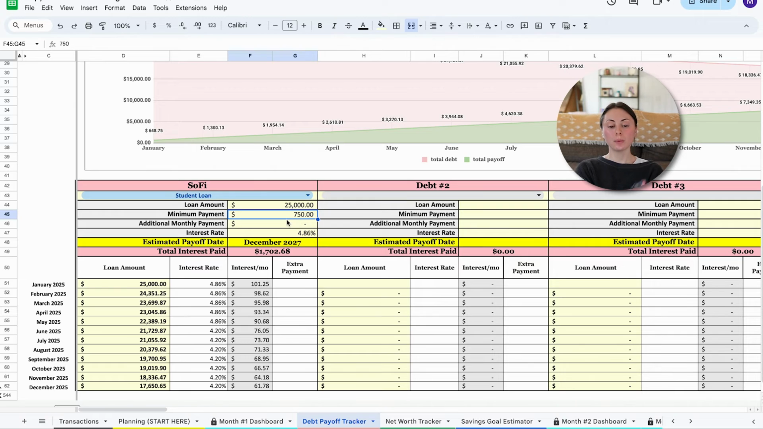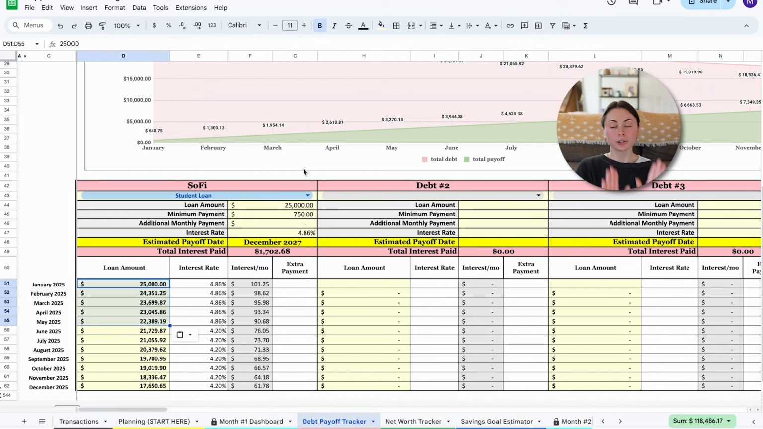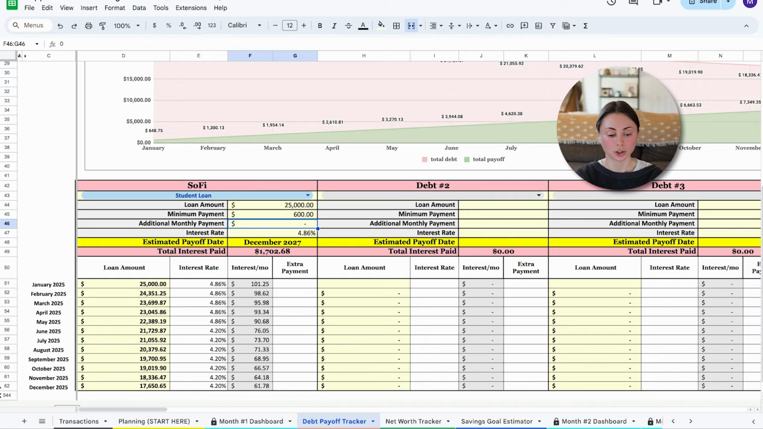However, you will change your minimum payment here if it changes. So if I refinance in June down to a $600 monthly payment, what I would recommend doing is copying your loan amounts through May, and then right-clicking and pasting values only. So now when you update your minimum payment, it's not going to affect the formulas for those loan amounts to the new minimum payment. I can do 600, and it'll only affect the future loan amounts.